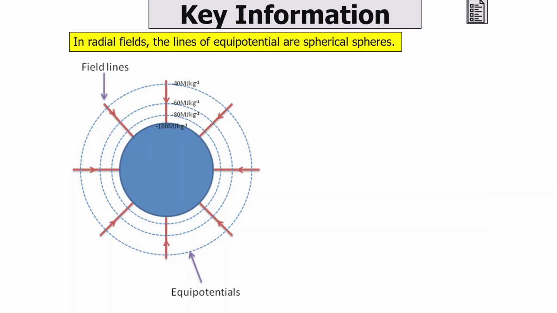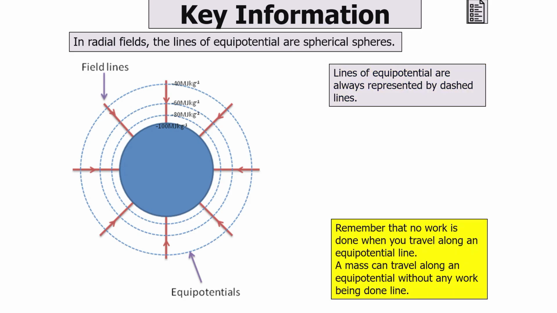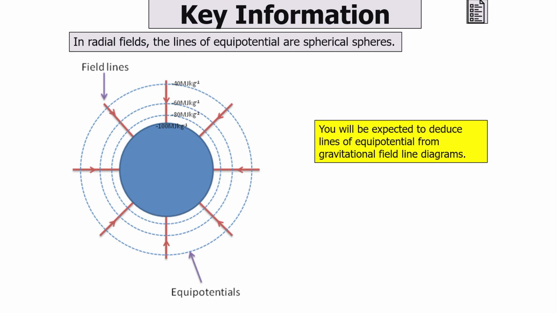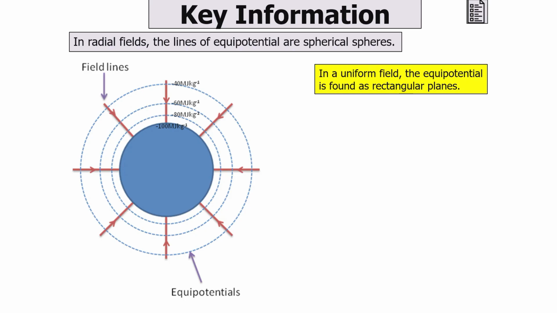Now in radial fields, the lines of equipotential are spherical. The lines of equipotential, as mentioned before, are always represented by dashed lines. Remember that no work is done when you travel along an equipotential line. Lines of equipotential are found at 90 degrees, or perpendicular, to the field lines of the gravitational field, and you would be expected to deduce lines of equipotential from gravitational field line diagrams. In a radial field, the equipotential is found as concentric spheres, whilst in a uniform field, the equipotential is found as rectangular planes.